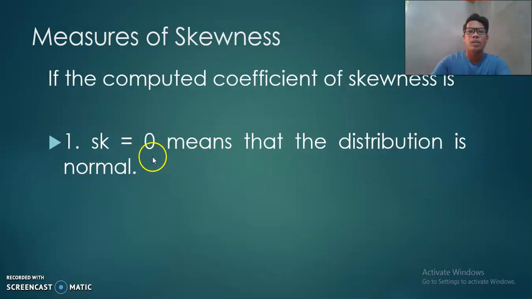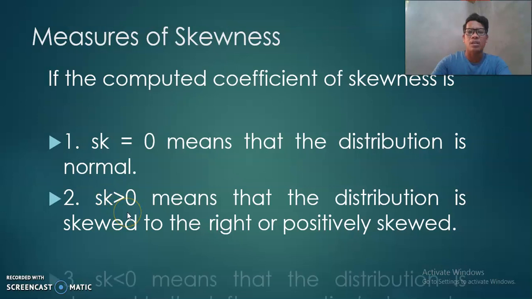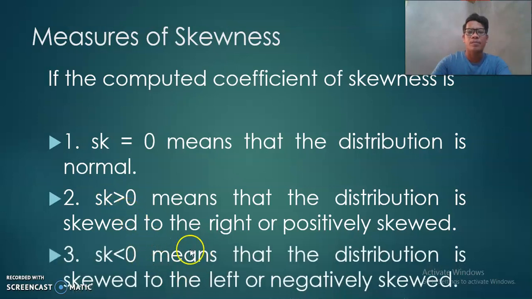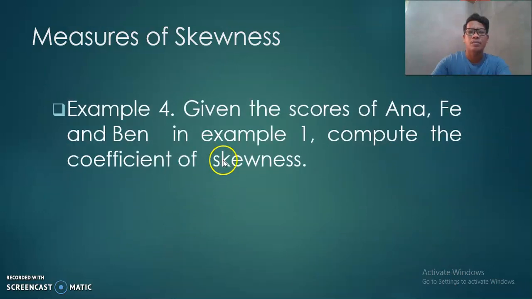So when the computed skewness is 0, the distribution is normal. It is only normal, or 0, when the mean and median are equal. But if the skewness is greater than 0, then it is skewed to the right, or positively skewed. So there are a lot of low scores in this particular distribution. On the other hand, if it is less than 0, then it's skewed to the left, or negatively skewed. So there are a lot of high scores in this distribution.